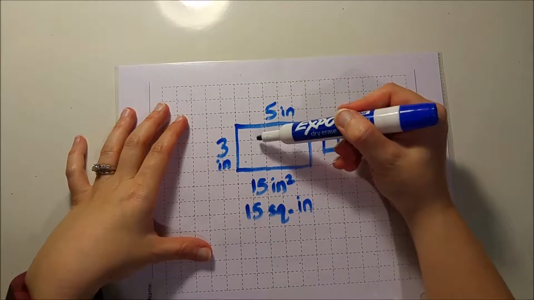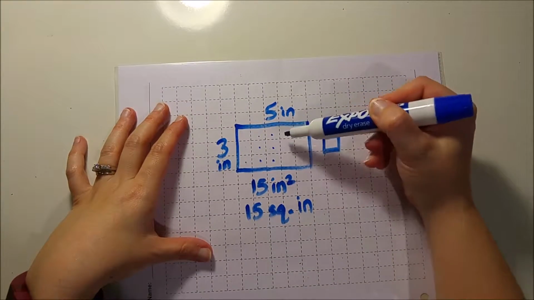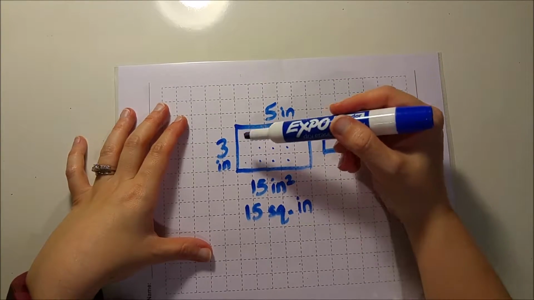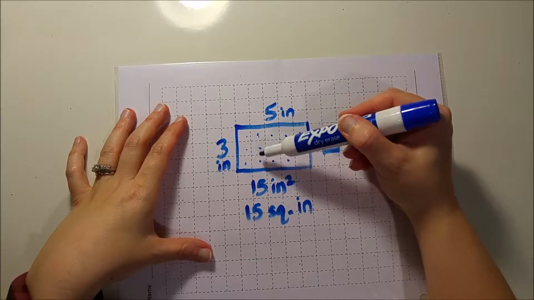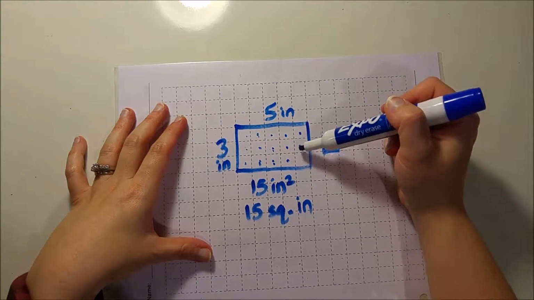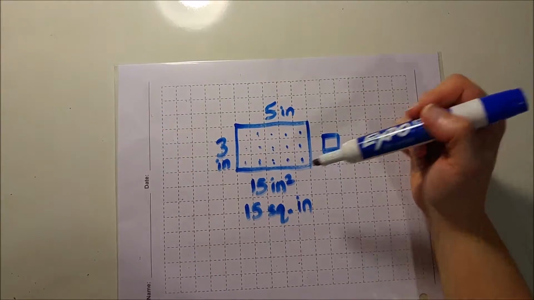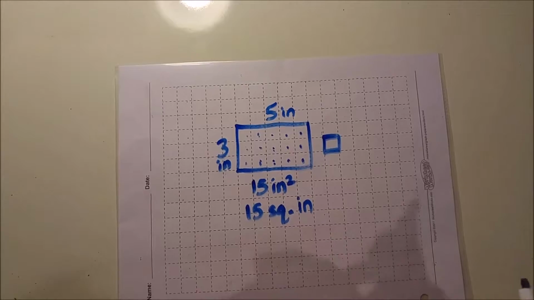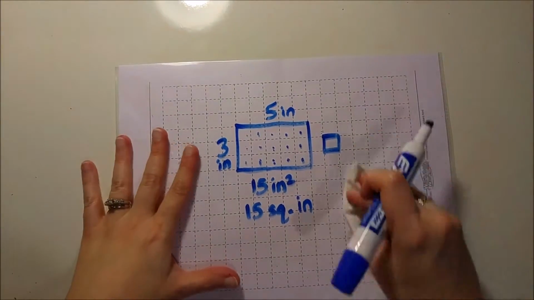1, 2, 3, 4, 5, 6, 7, 8, 9, 10, 11, 12, 14. Did I count that wrong? 2, 3, 4, 5, 6, 7, 8, 9. I forgot those. 10, 11, 12, 13, 14, 15. All right, so there's 15 of these little squares in here. All right, so that's our review of how area works.